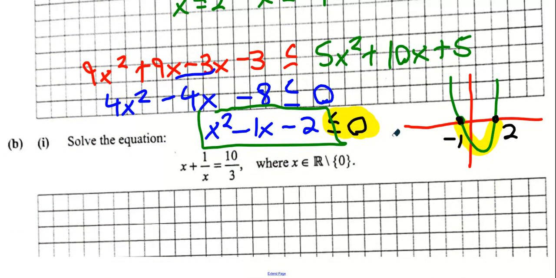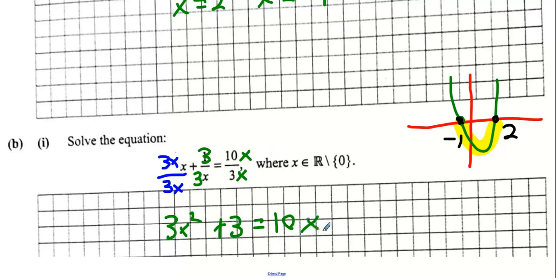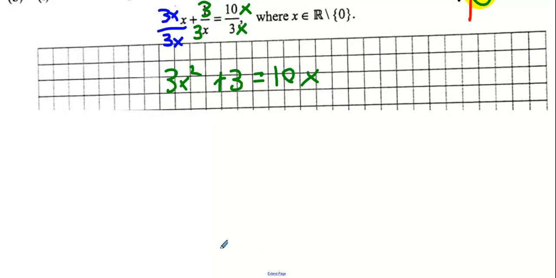Okay. Now, this one, lads. You all did pretty good in this one. Pretty happy. Now, okay. Common denominator, okay, everybody? What do you reckon? Why don't we do a 3x up here and a 3x down here? What about here then? A 3 on the bottom and a 3 on top. And then an x on the bottom and an x on top. And we're going to get 3x squared plus 3 equals 10x. Then what happens? 3x squared minus 10x plus 3 equals 0.